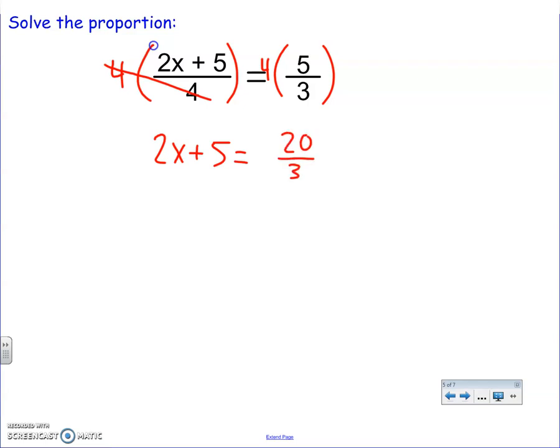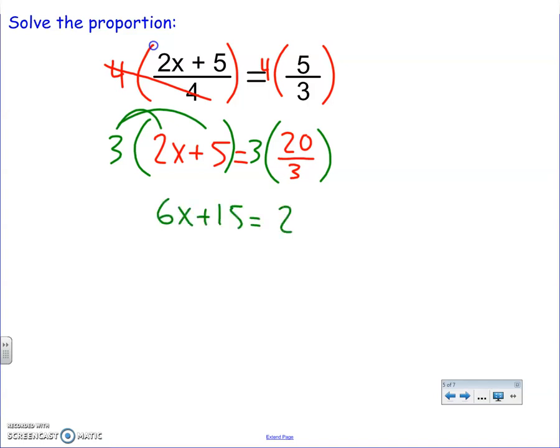Look, one fraction's gone. Now get rid of the next fraction. Again, I'm going to do the same step, multiply both sides by a denominator. Last fraction is 3. Alright, here I have to distribute. So that is 6x plus 15. On the right side, the 3's cancel, it is 20.